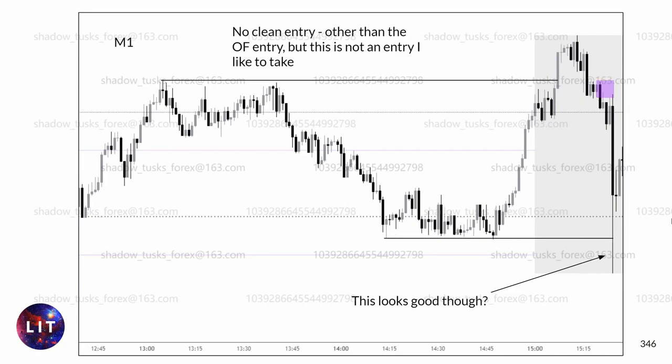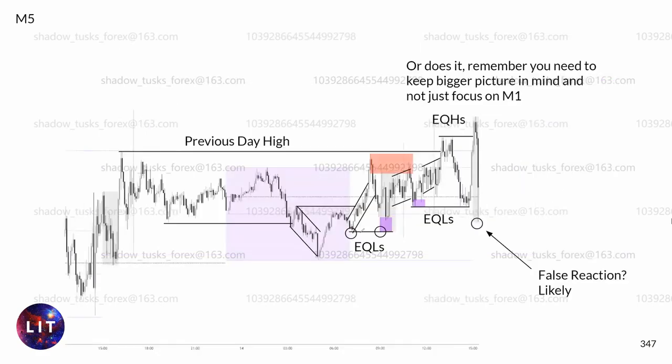Your overall target is going to be, and again, I literally just spoke about it a couple seconds ago, watching too much on M1. If you're just zoomed in on M1, this can look really nice. Oh yeah, this is our inducement. Now we trade away from it. But when we take a step back and look at the M5 time frame, we've got our equal lows here, and we're reacting away.